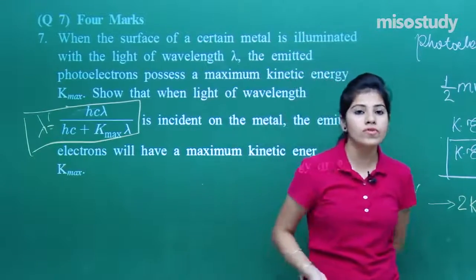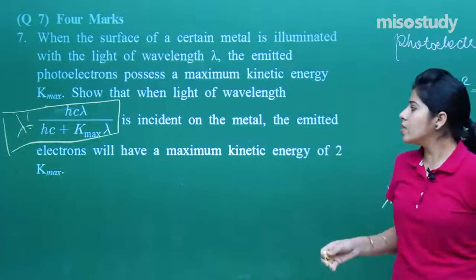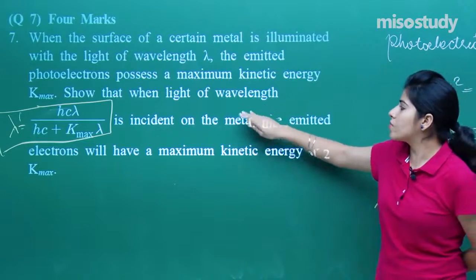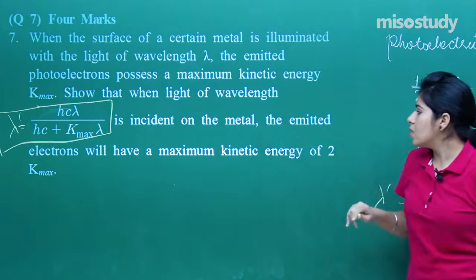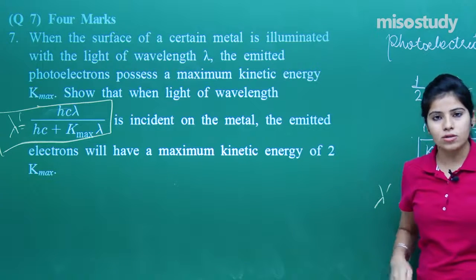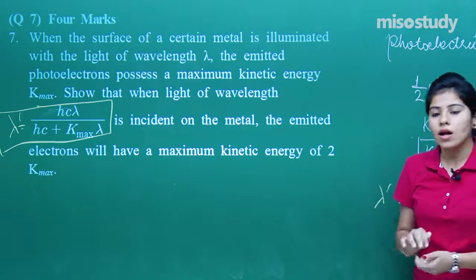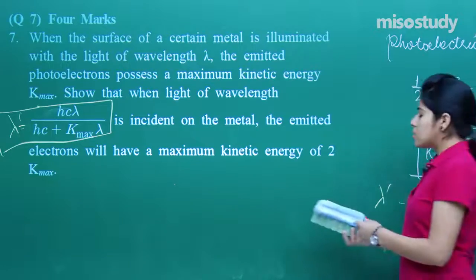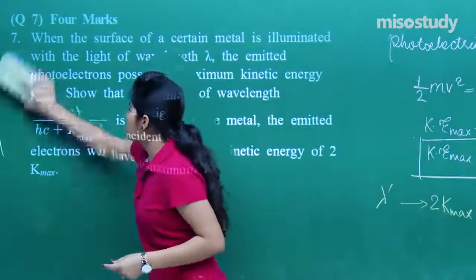So, we have proved it, and yes, this is the wavelength. We have to show that when light of this wavelength is incident, we have the kinetic energy of Kmax. So this we have proved, that means we have reached the correct point. Let's start the next question.